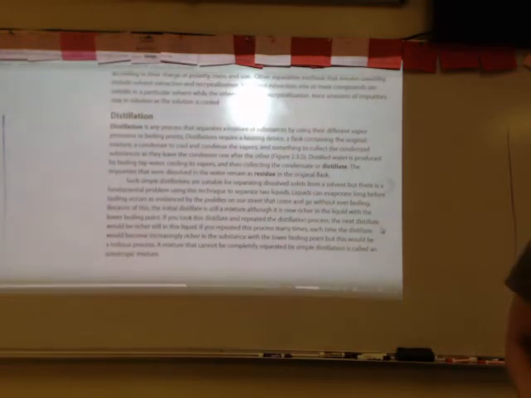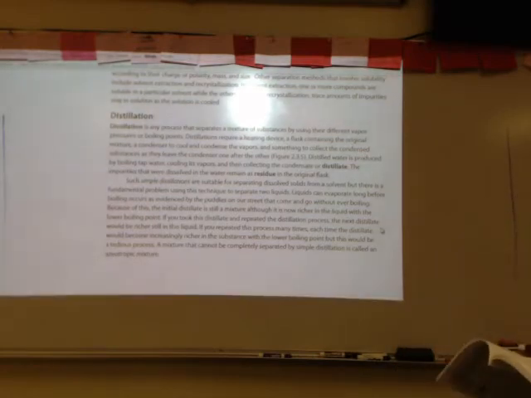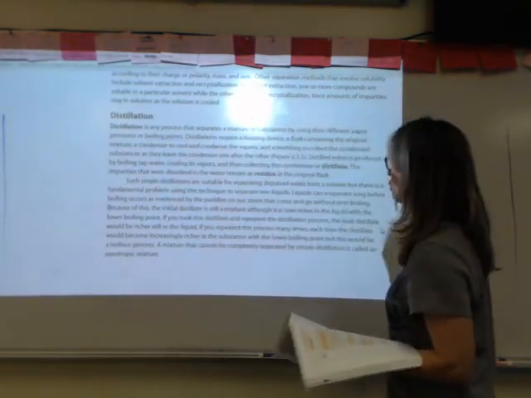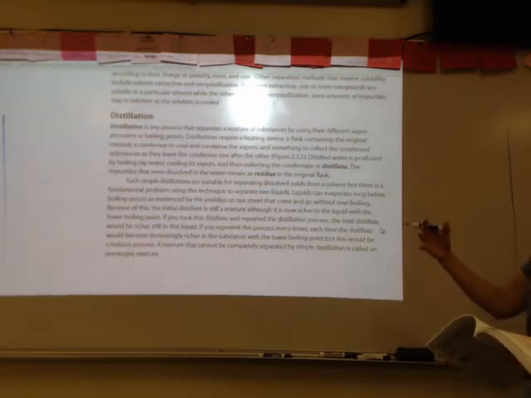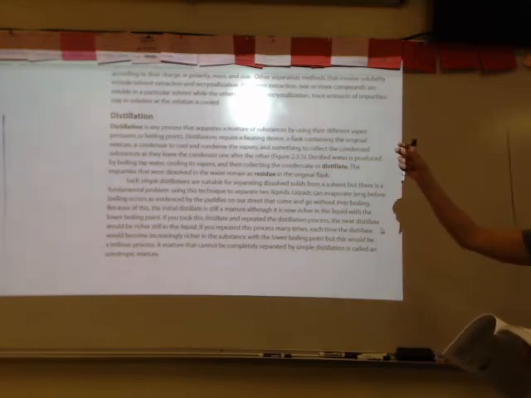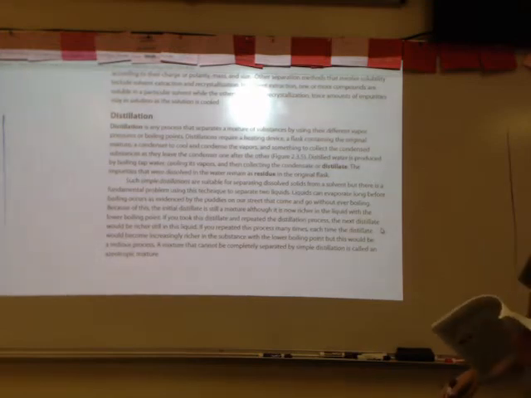Now, if we're talking about distillation, distillation is any process that separates a mixture by using their different vapor pressures or boiling points. And this requires heating the sample. You typically have it in a flask. And then as you reach the boiling point of one of the substances in the mixture, it will begin to vaporize. The vapor will travel down a tube, and then it will condense back into its liquid, and you'll collect it in a test tube, and you track the temperature as you go.